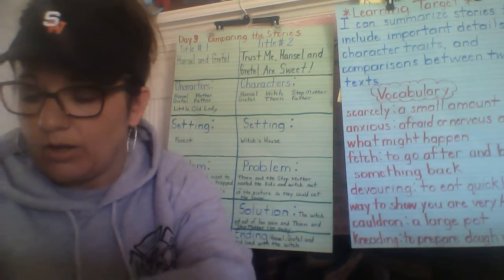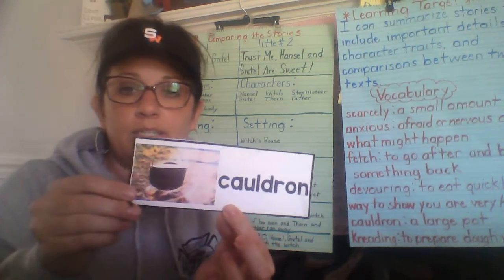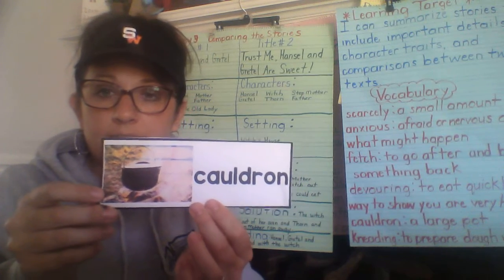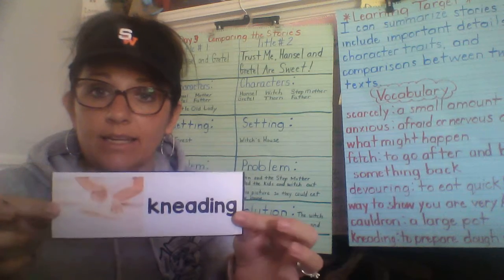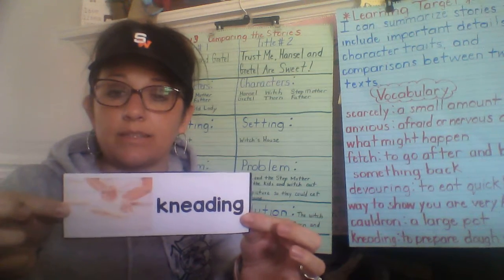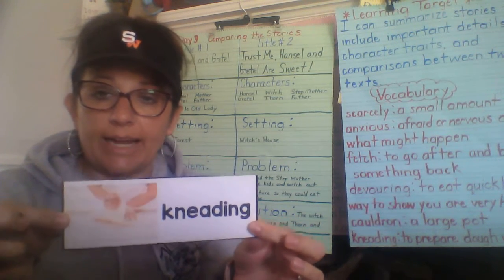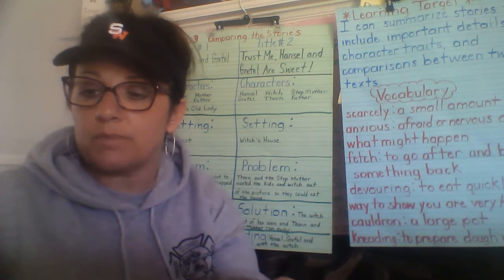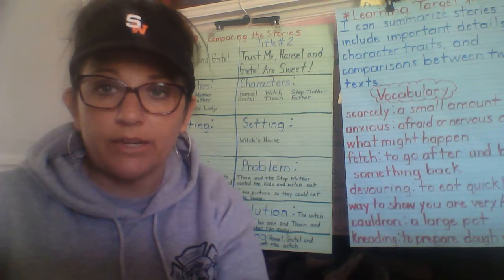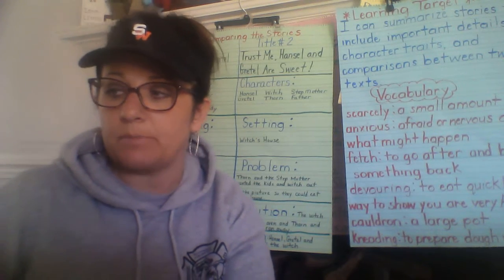And then we have cauldron, and cauldron is a big pot. And then finally we have kneading, which shows someone preparing dough with their hands. So kneading. So those are your words. Make sure you've studied them and you take your vocabulary quiz on Teams.